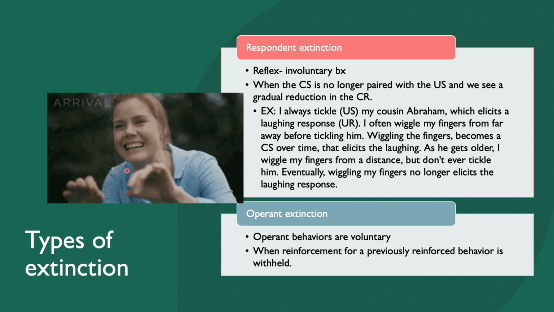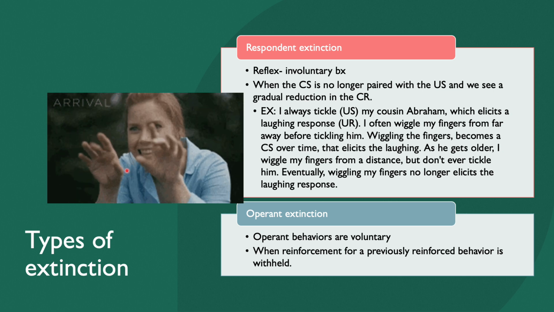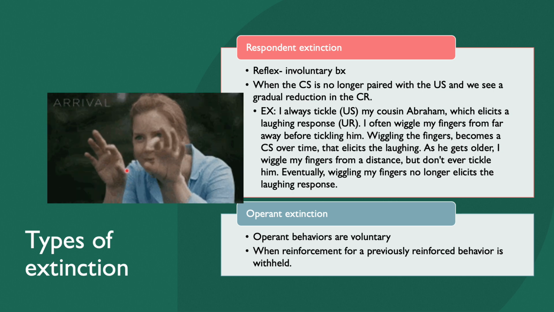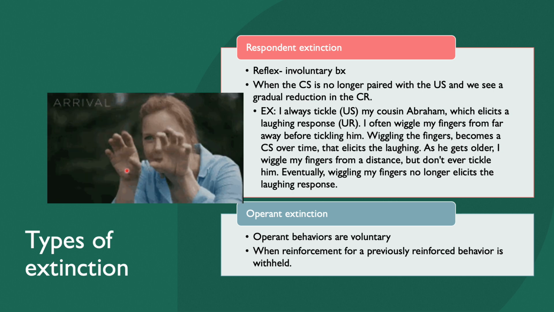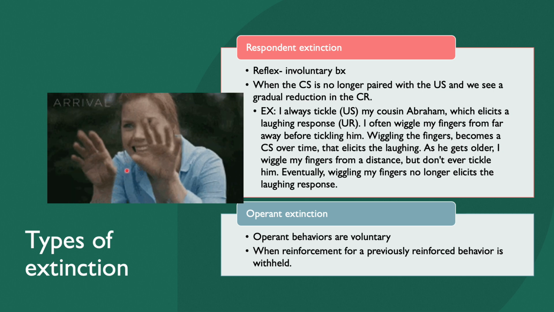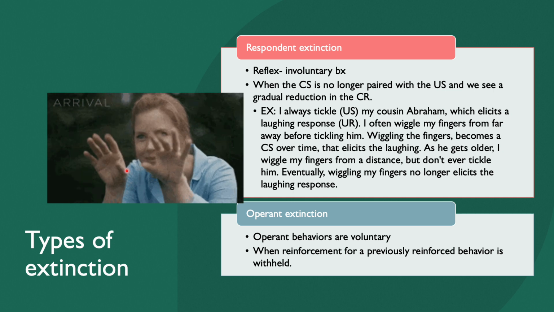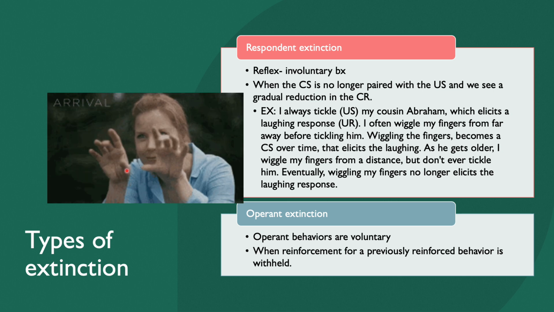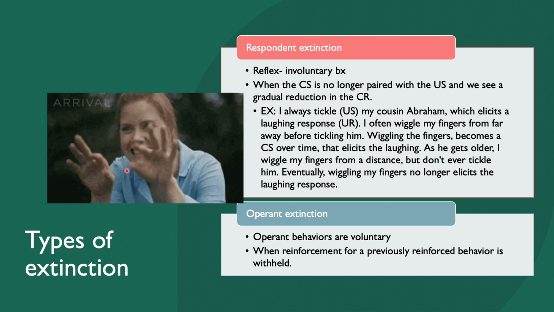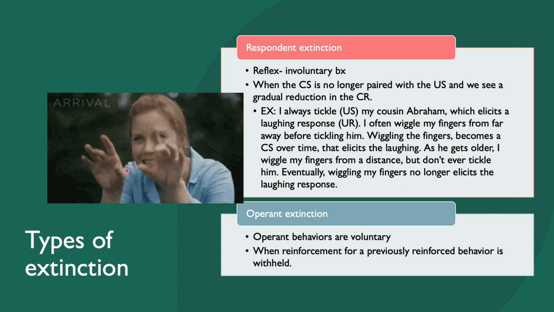Well, we used to also do wiggle fingers to him. So we would wiggle our fingers, and we would be far away from him in a room. Let's say we were by the door and he was sitting on the couch, and we would start from far, far away, wiggling our fingers from very far away. And then over time, we would walk up to him, and then we would tickle him. Well, over time, the wiggling of the fingers on its own began eliciting that response of him laughing. So what this means is that the wiggling of the fingers became a conditioned stimulus that was eliciting the conditioned response, which is the laughing.